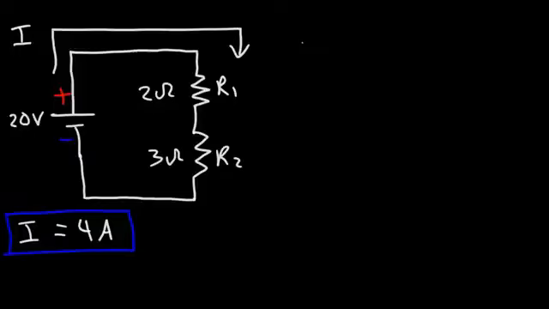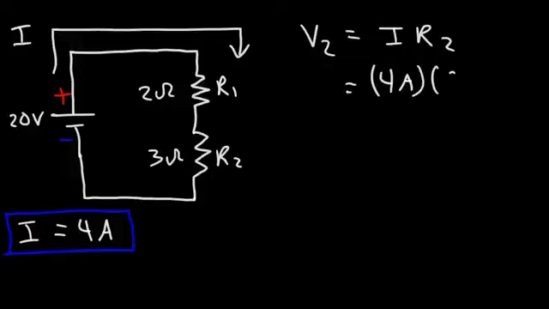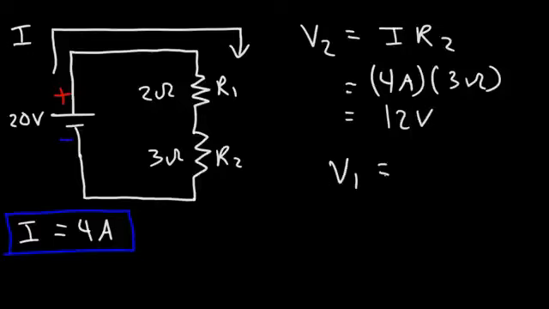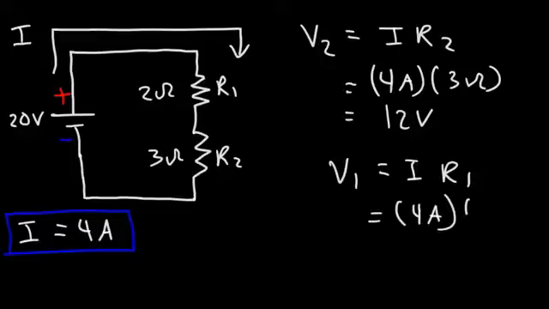Now we're going to use Ohm's law again, V equals IR. The voltage across resistor 2 is going to be the current that's flowing in the circuit times resistor 2. So we have a current of 4 amps times a resistance of 3 ohms. So that gives us a voltage drop of 12. Now V1 is going to be I times R1. So that's a current of 4 amps times a resistance of 2 ohms, which is 8 volts.